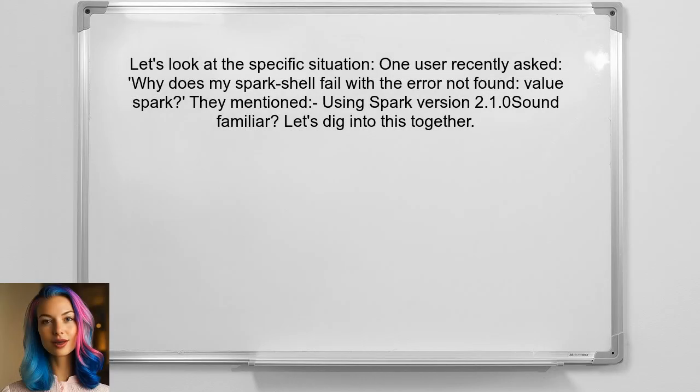Let's look at the specific situation. One user recently asked, "Why does my Spark shell fail with the error not found: value spark?" They mentioned they are using Spark version 2.1.0. Sound familiar? If so, let's dig into this together and find a solution.